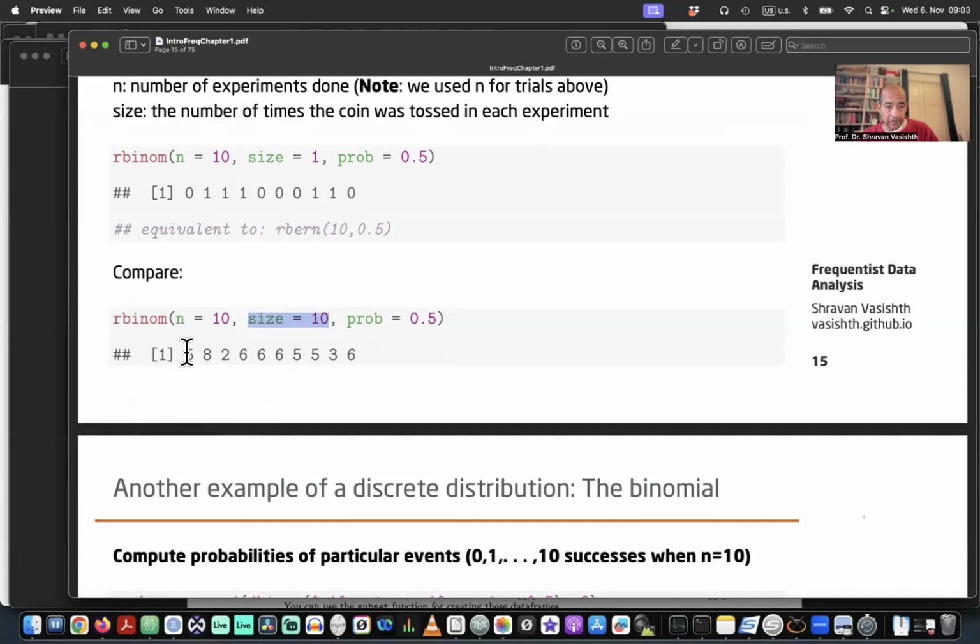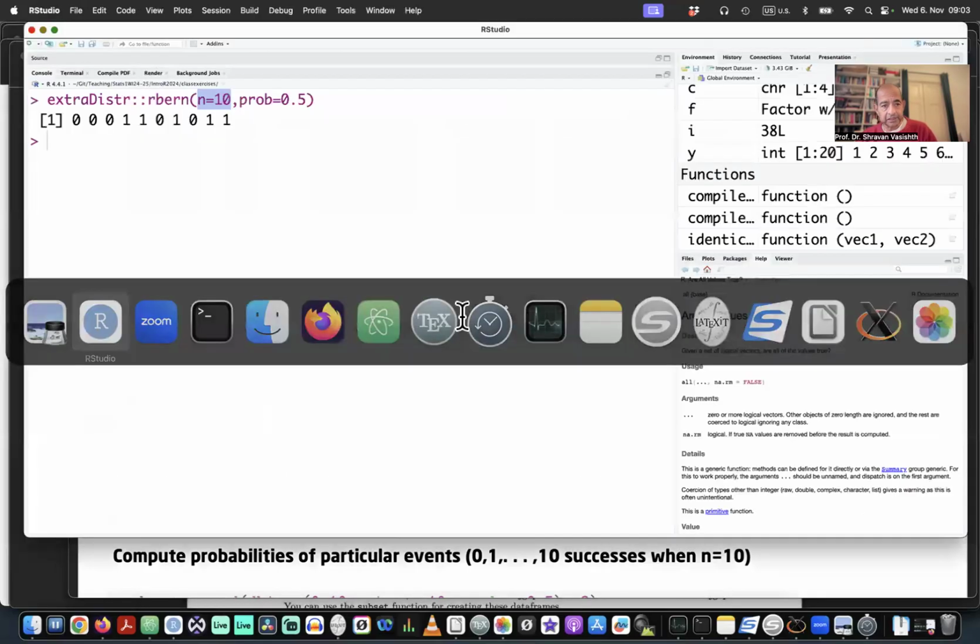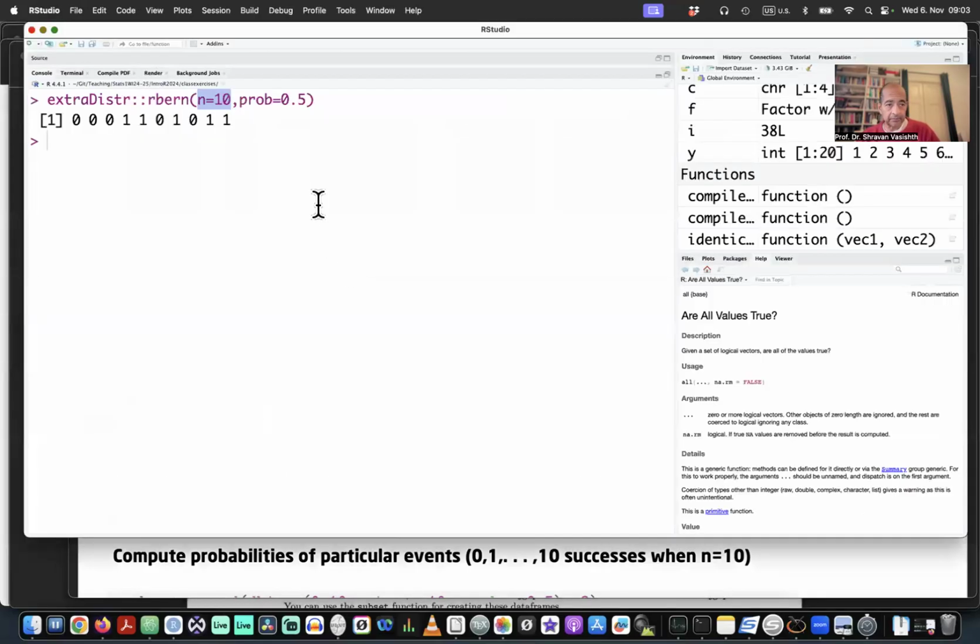So for example, in the first experiment, I got 5 heads. In the second experiment, I got 8 heads. Third time, I got 2 heads. And then I got 6 heads. If I keep running this function over and over again, I will get different sequences of heads. Again, this is a random process, right?